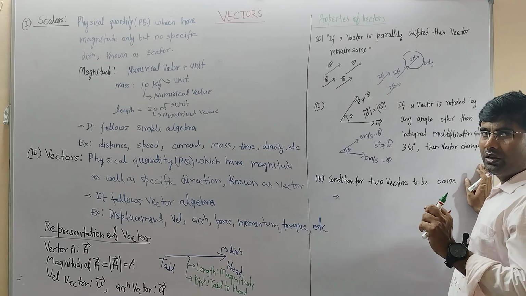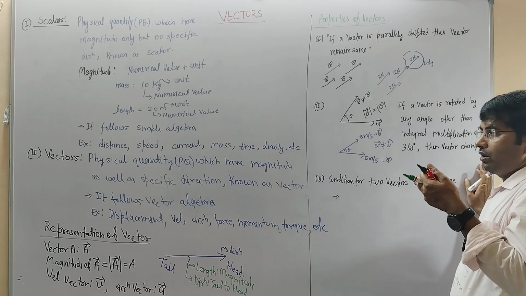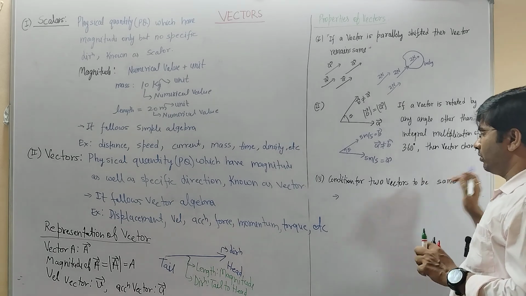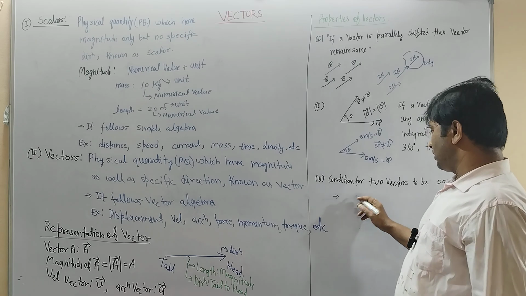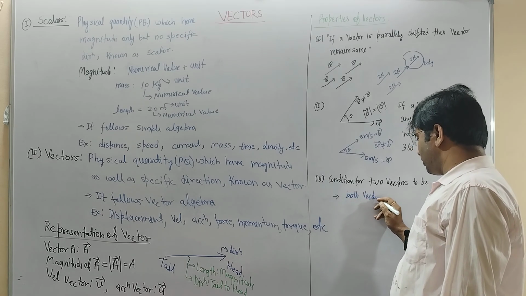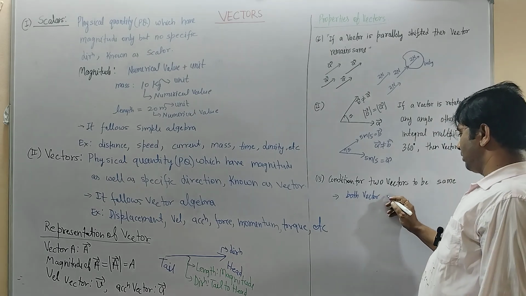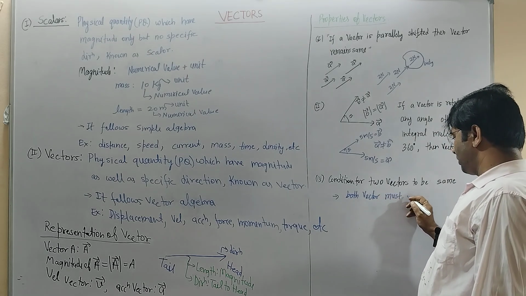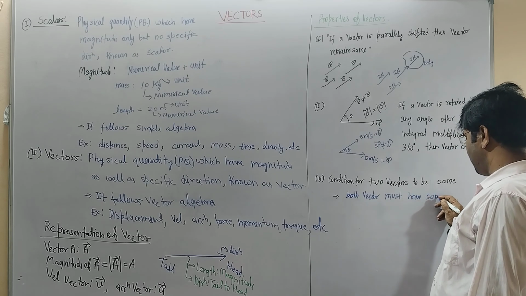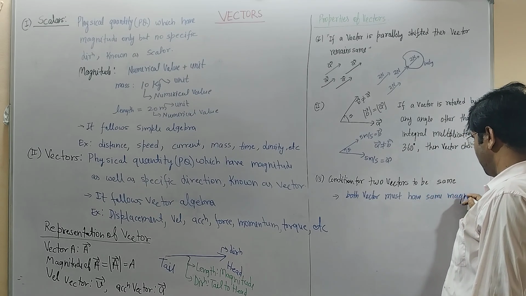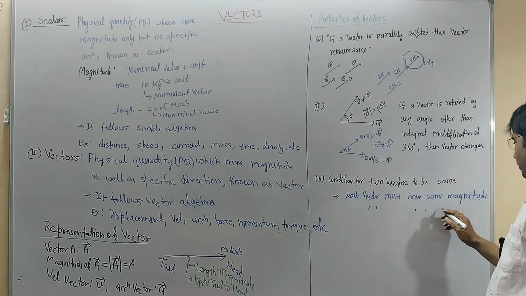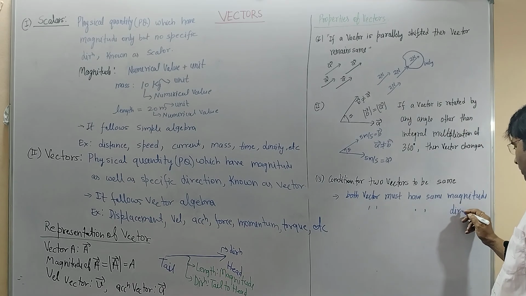This is not sufficient. We also have to confirm that both vectors represent the same physical quantities. So we can write here, both vectors must have the same magnitude, and also the same direction.